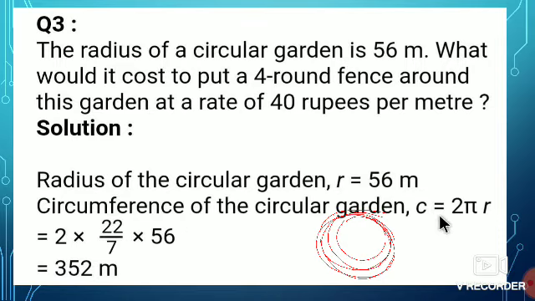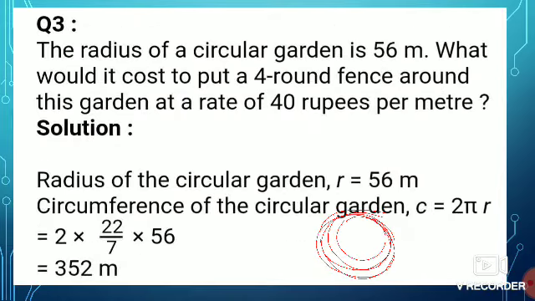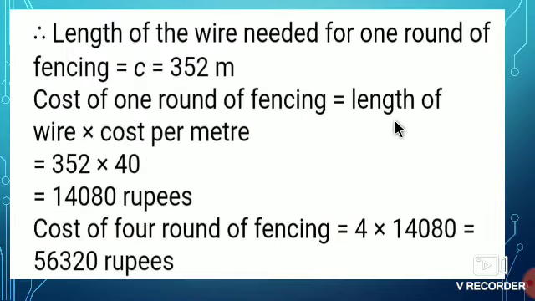C, circumference is equal to 2 pi r. R because radius is given. So 2 into 22 upon 7 into 56. 352 meter is the circumference. The length of the wire needed for 1 round of the fencing is 352, that is the circumference. Now the cost of the wire is given here, that is 40 rupees per meter, and here we need 352 meters of wire for 1 round of the fencing.